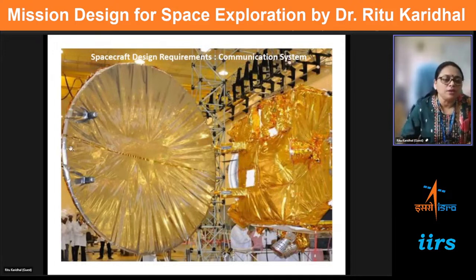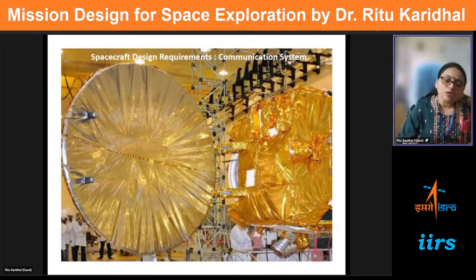And then, this is the important thing. You may be seeing a big dish. These are the antennas. They are the ear of the spacecraft. If we have to send commands to the spacecraft or get data from it, these antennas work for us. They work as the ear of the spacecraft, as I told.